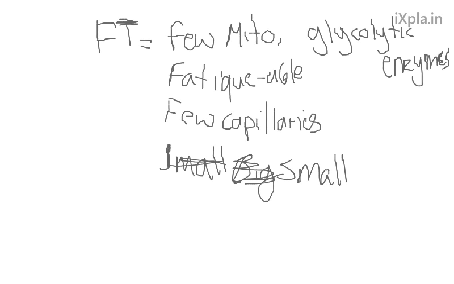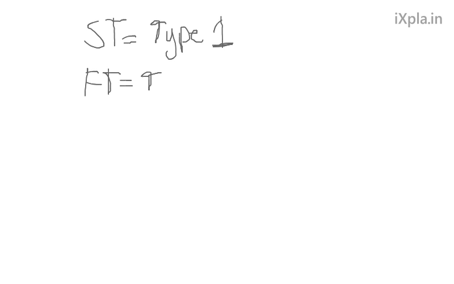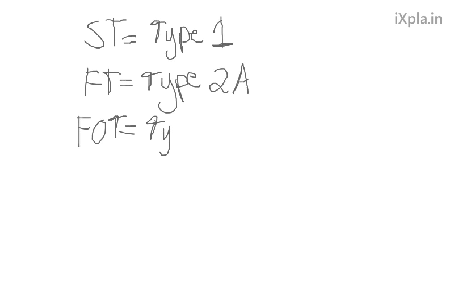Okay, so now we'll go to this because this gets a little confusing. Slow twitch, which are ST, are also called type 1 muscle fibers. I don't like the type 1 and type 2. Fast twitch is also called type 2 muscle fibers. You might see it as 2A. Again, it's stupid, all these numbers they're using. There's also something called fast oxidative muscle fiber, which is called type 2X.